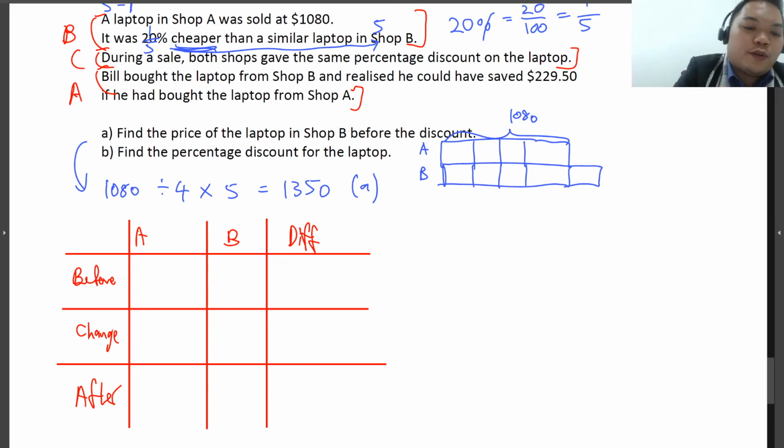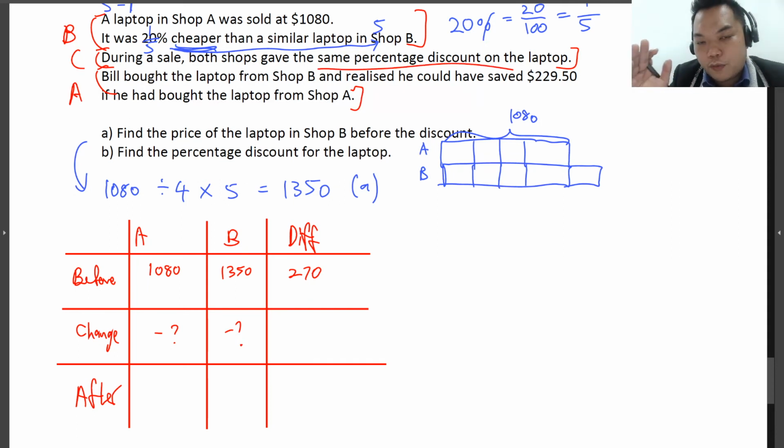Okay, so let's fill out what we know. 1080 is here. 1350 is here. The difference will be 270. Okay, but now if both of them receive the same percentage discount, that means if A were to receive a further, let's say 10% discount, B would also receive a 10% discount. But the absolute amounts that they are discounted on are different. Because you're talking about 10% of 1080 and you're talking about 10% of 1350. So you see that the difference here becomes 229.50.